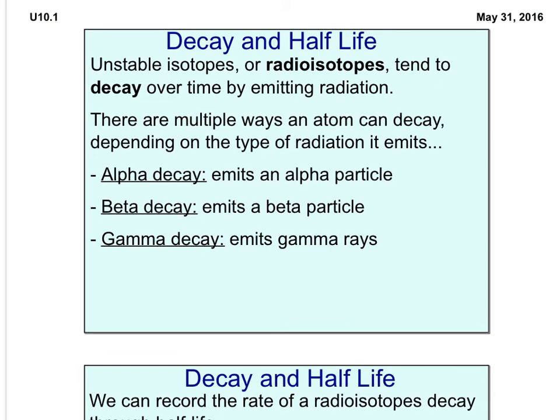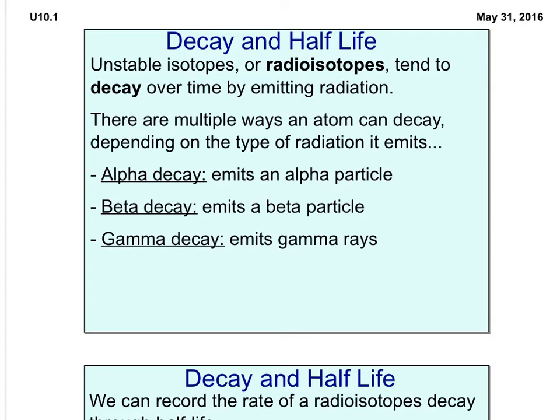So there are multiple things to discuss when it comes to nuclear chemistry, radiation, radioactivity, things like this. The first one we're going to talk about is decaying and half-life. This comes into play with unstable isotopes. By unstable, I mean that nucleus, that combo of protons plus neutrons, is unstable, and it would like to become stable.